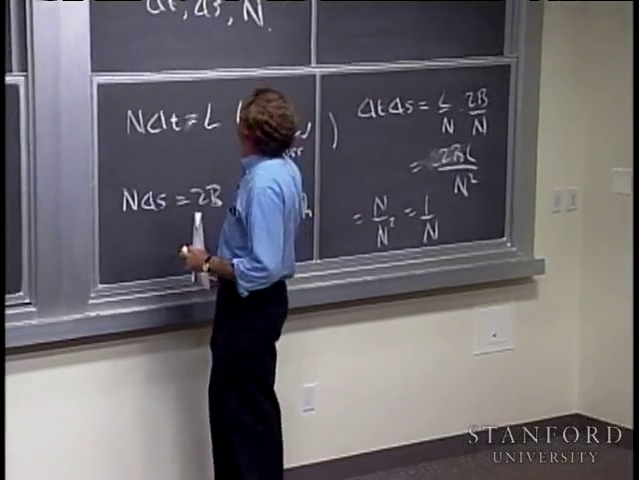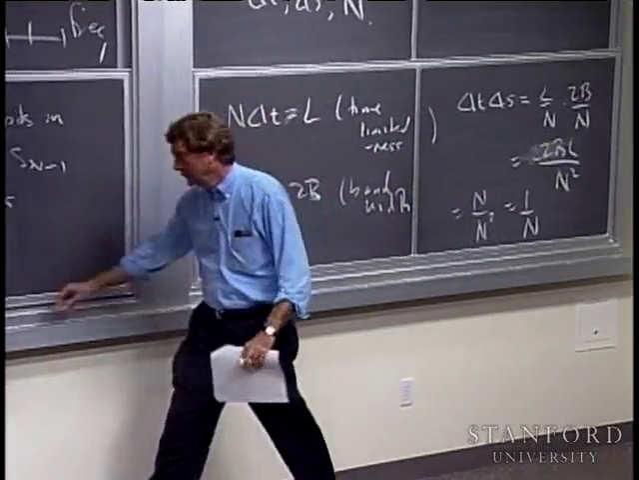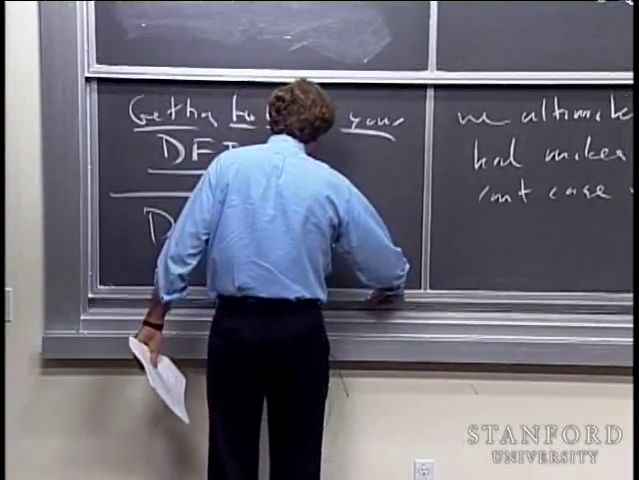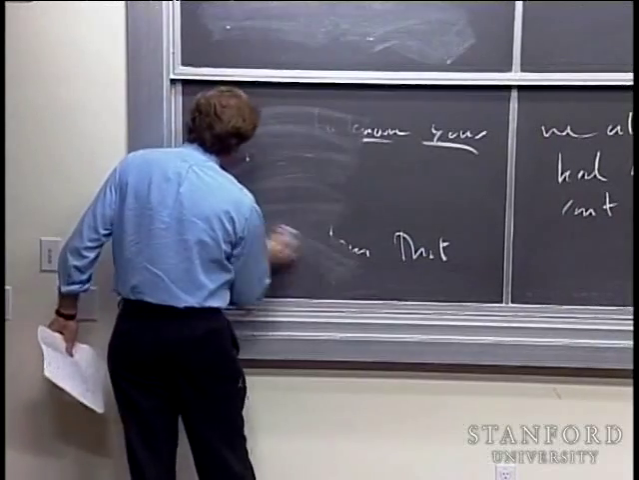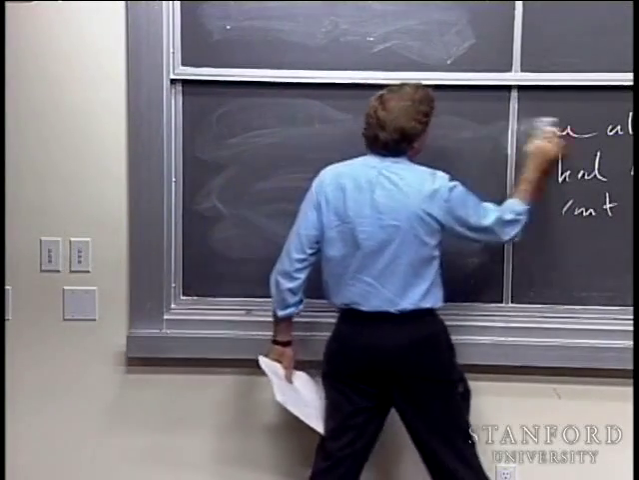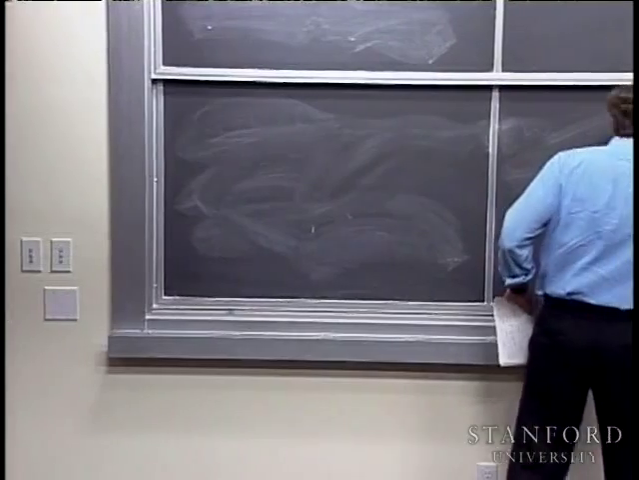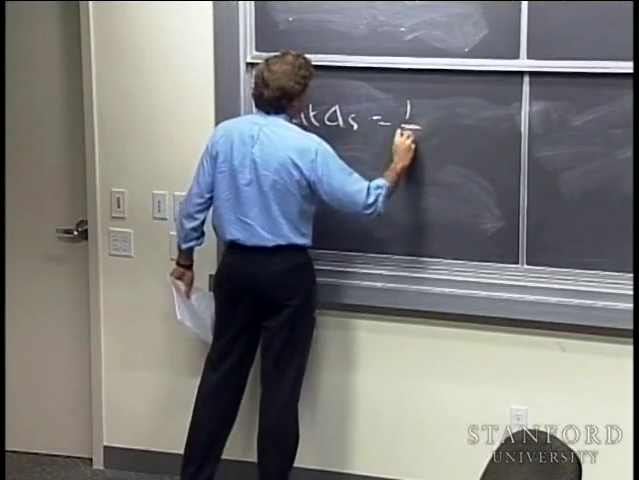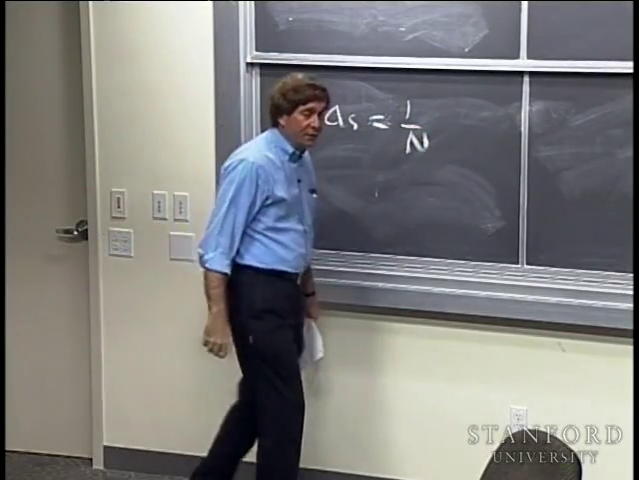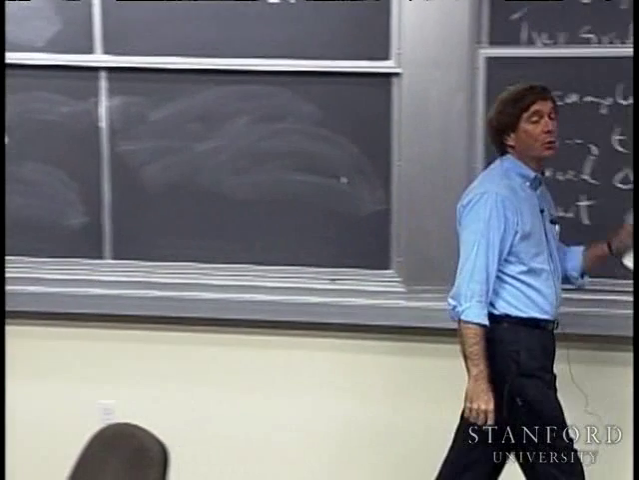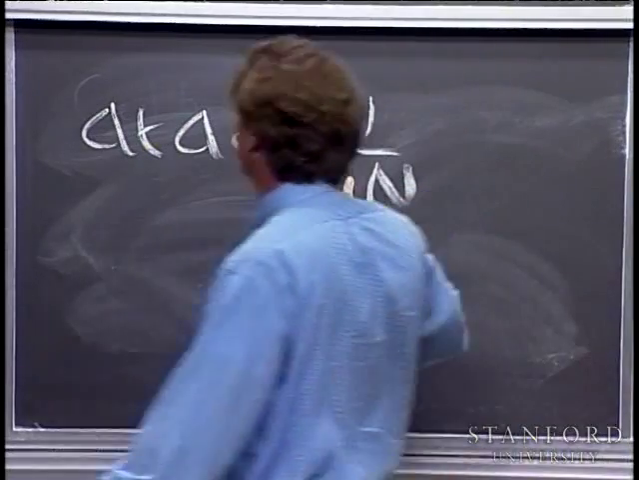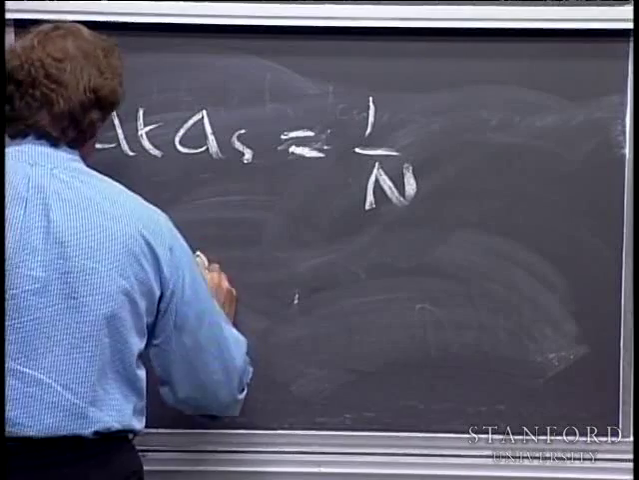So here, let me highlight it. That is delta s delta t, or delta t delta s, is 1 over n. The spacing in the frequency domain and the spacing in the time domain are reciprocally related to the number of sample points. This is a so-called reciprocity relationship.